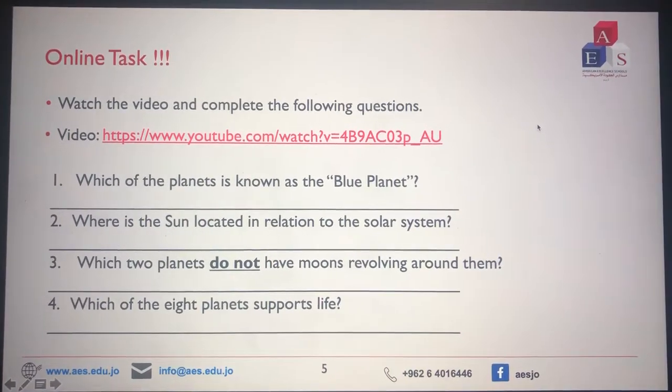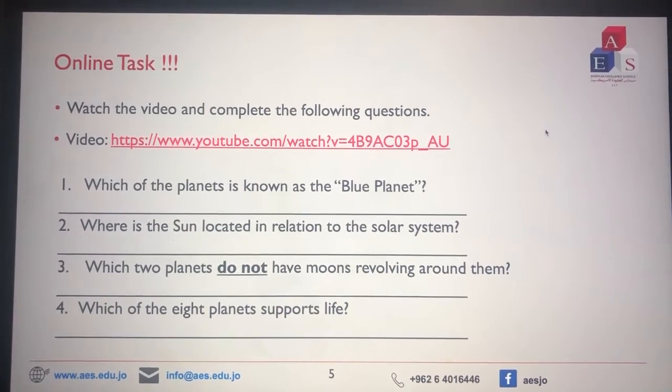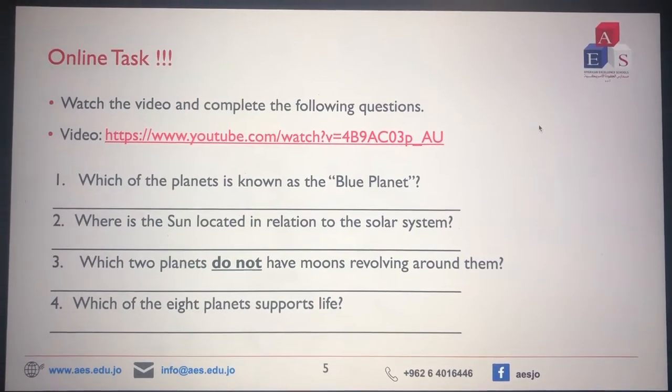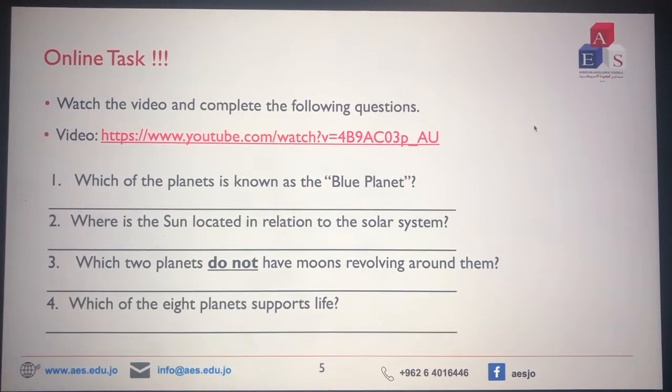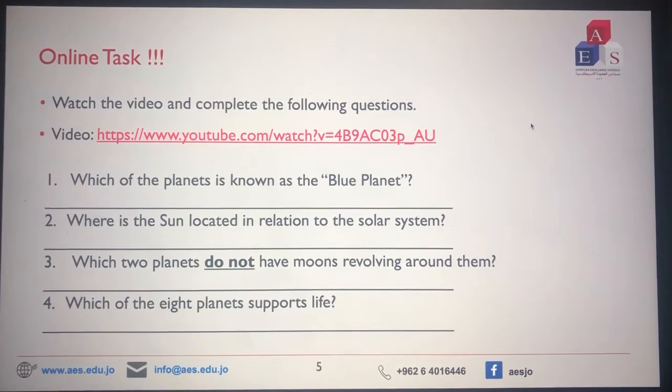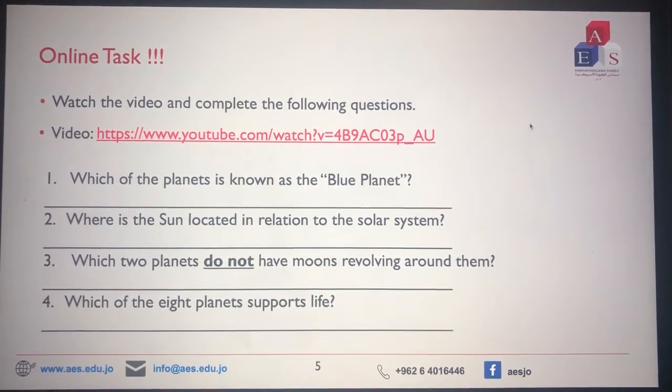Which of the planets is known as the blue planet? Where is the sun located in relation to the solar system? Which two planets do not have moons revolving around them? And which of the 8 planets supports life?